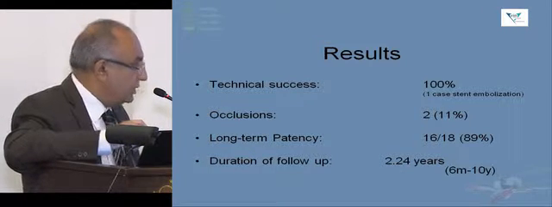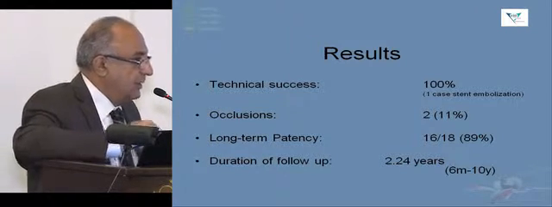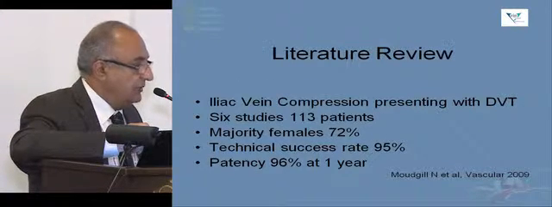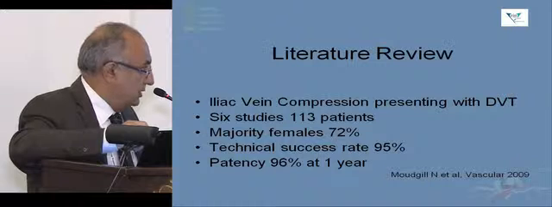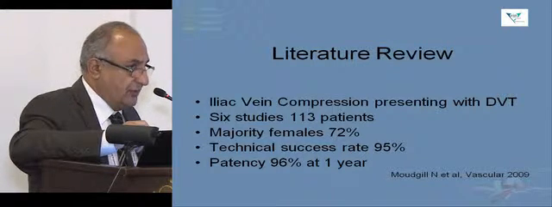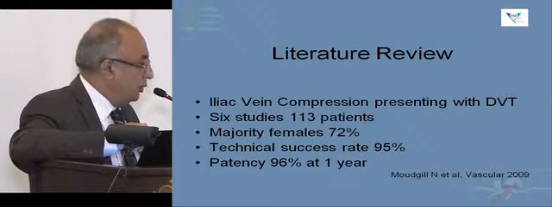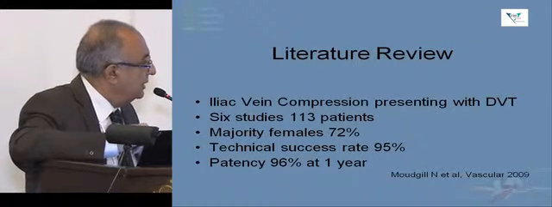Mudgil reviewed the literature of iliac vein compression syndrome presenting with acute DVT. There were 6 studies comprising 113 patients, majority females. The technical success was very high, 95%, but also the patency at 1 year was high, 96%.